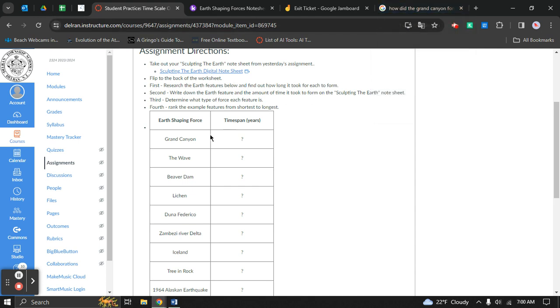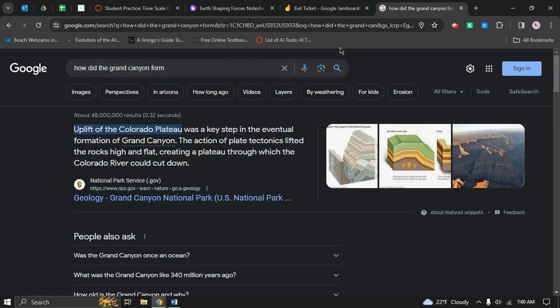All right, so I'll do the first one with you. Grand Canyon. I just typed in, how did the Grand Canyon form? Now, when you read this, if you don't understand what it means, don't just copy it. Please don't just type things in Google and copy whatever pops out. Really think about what you're reading. This tells you that uplift of the Colorado Plateau is a key step in eventual formation of the Grand Canyon. If you don't know what this means, look it up.